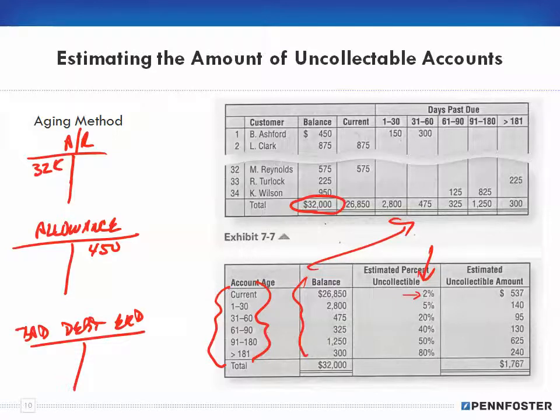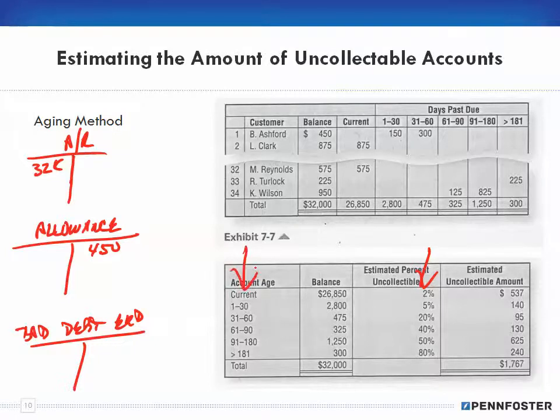Anything that's 1 to 30 days is going to be 5% bad debt. Anything that gets to 31 to 60 days, 20% of it is going to be bad. Okay, 61 to 90, 40%, and so on and so forth. So we know what these percentages are for these time frames. And again, that's our historical record. So that's our best estimate. And you have to keep track of that from accounting period to accounting period or year to year.